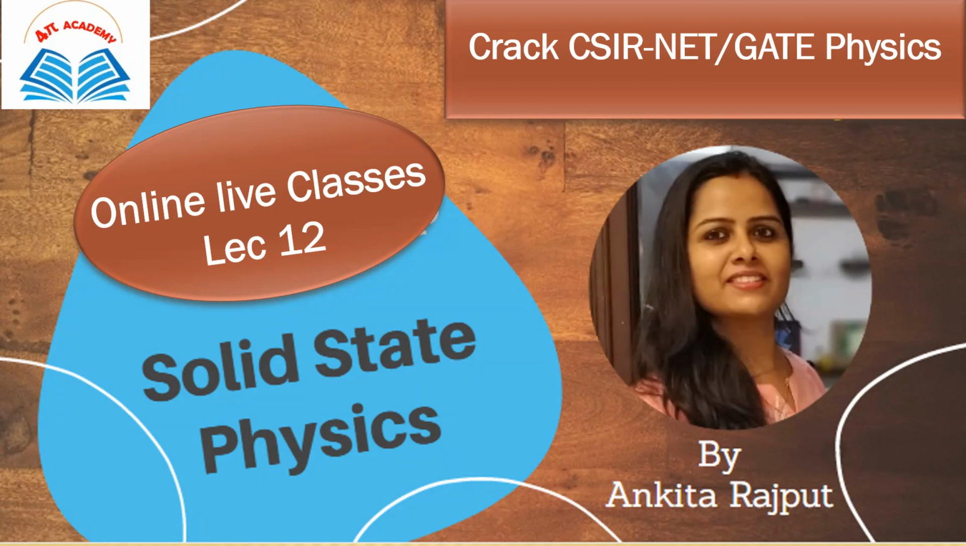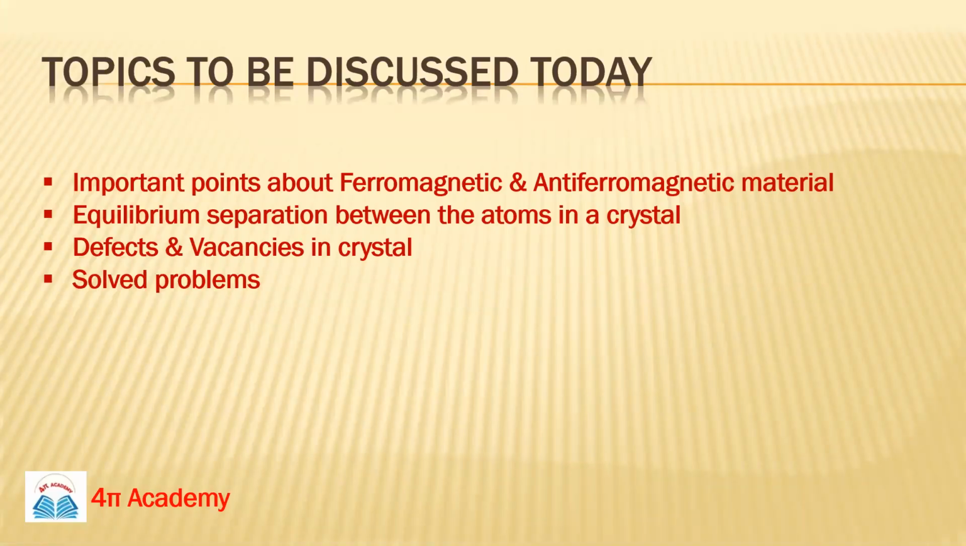So we have almost covered each and every topic of solid state physics, based on the syllabus, NET and GATE examination, right? In today's lecture, we will discuss a few important points about ferromagnetic and anti-ferromagnetic material, a few graphs, a little bit about the equilibrium separation between the atoms in a crystal, and about defects and vacancies in the crystal, and some solved problems.